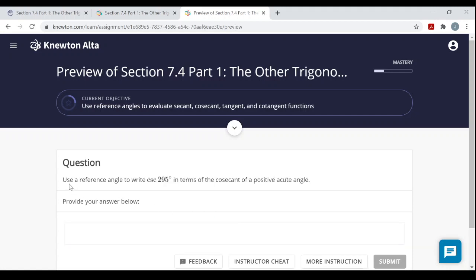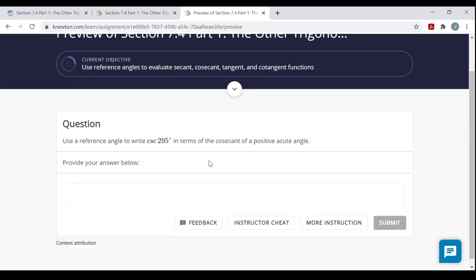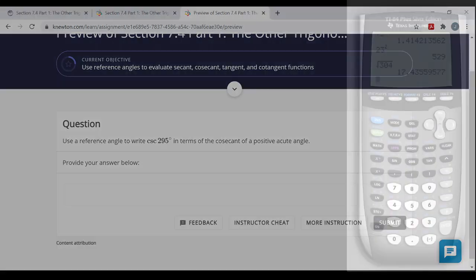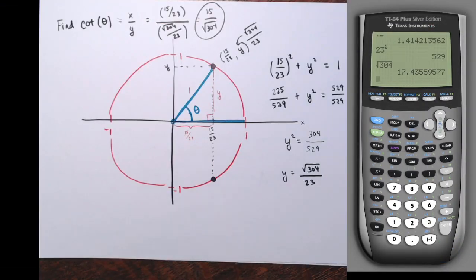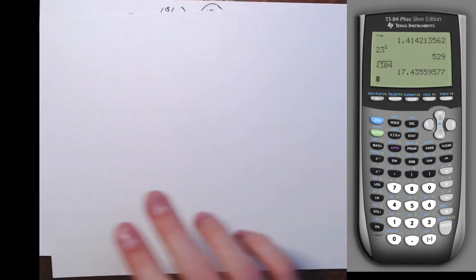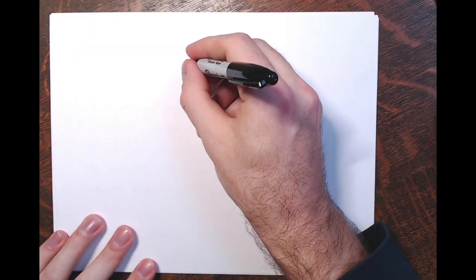All right. So here, use a reference angle to write the cosecant of 295 degrees in terms of the cosecant of a positive acute angle. So back to my paper. You might notice the repetitive nature of this, drawing lots of circles and whatnot. So again, no harm in this.